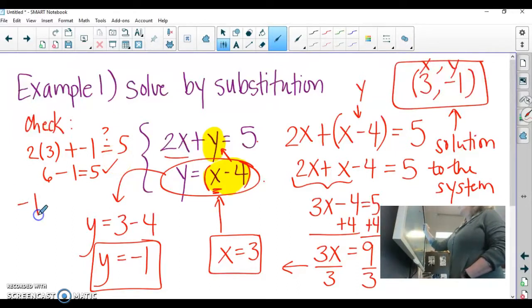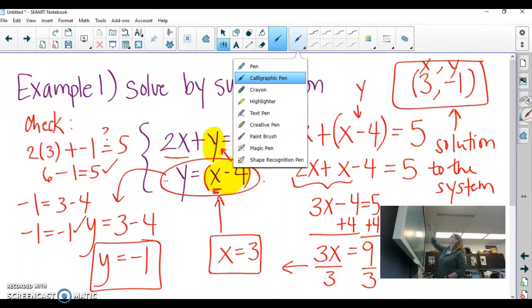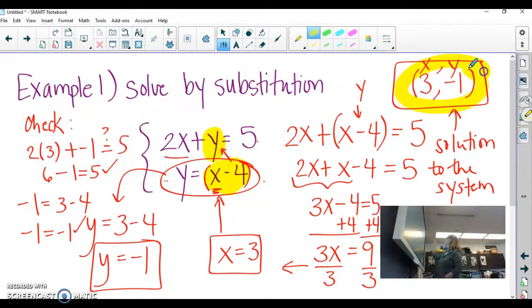So plugging in, I'm going to this one. Negative 1 for y. Does that equal 3 minus 4? 3 minus 4 is negative 1. So yes, indeed, it checks out. This is our solution right here.